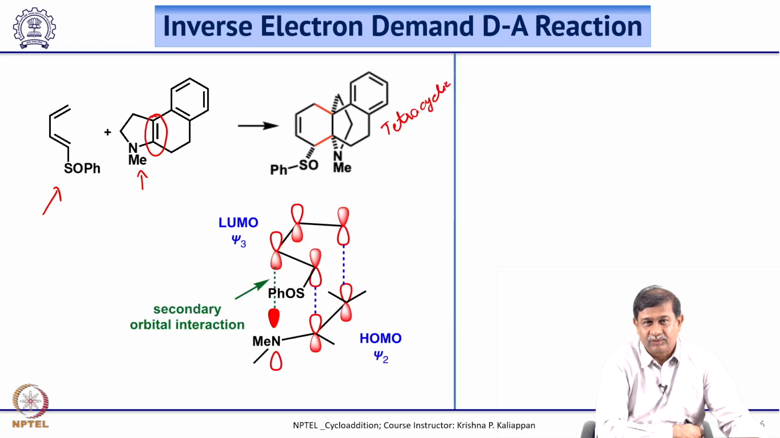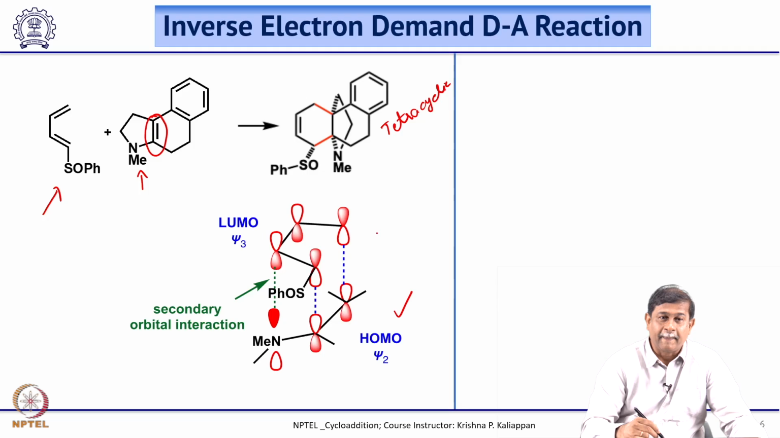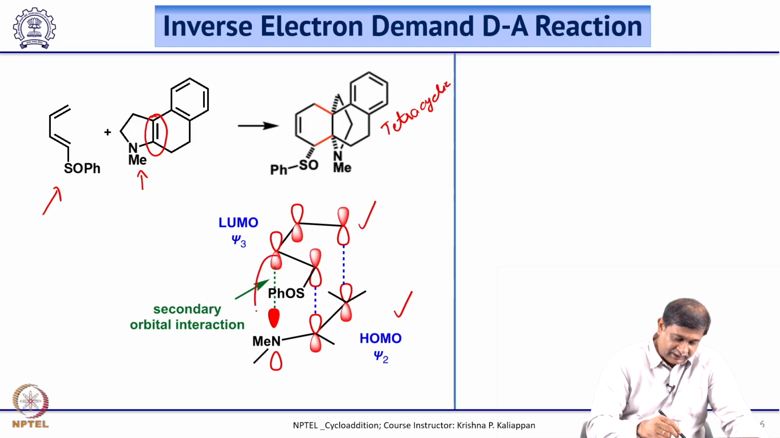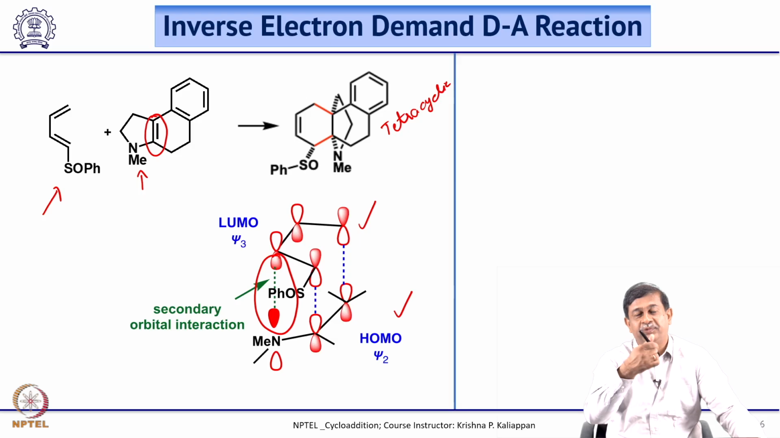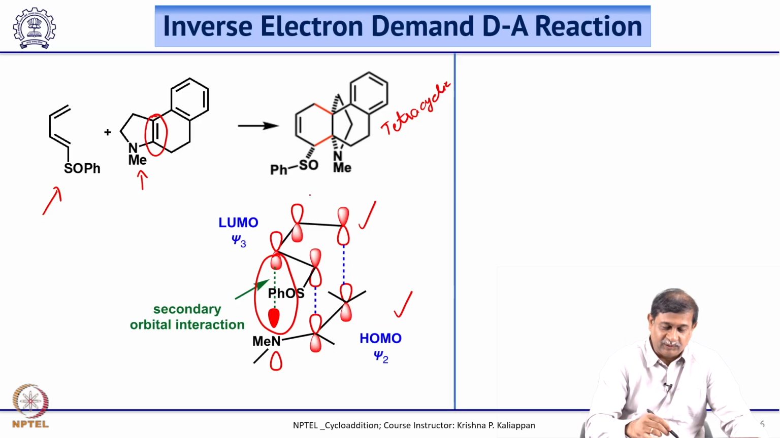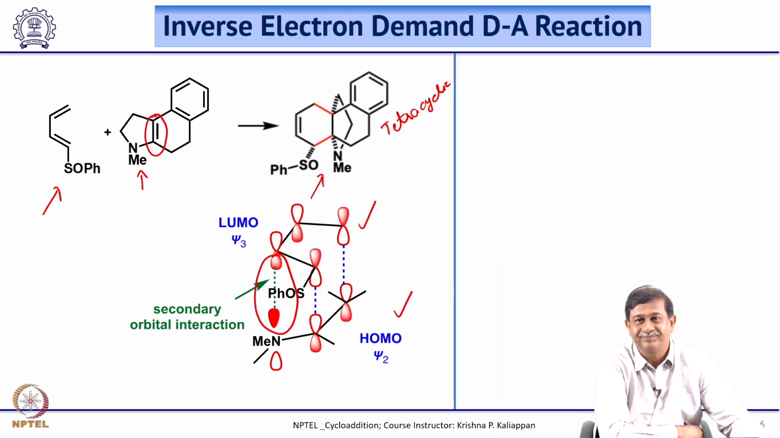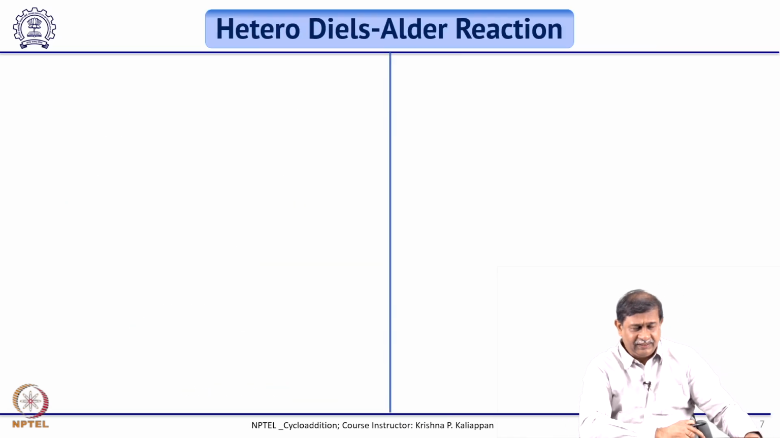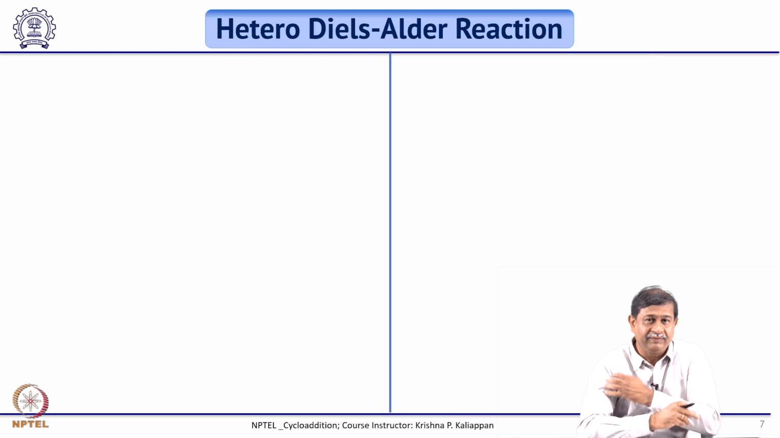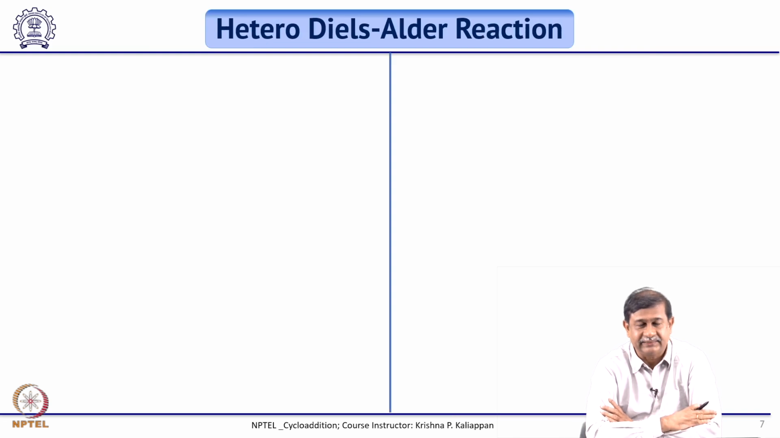and why it gives this endo stereochemistry is because if you look at the HOMO of the dienophile and LUMO of the diene, still you can see the secondary orbital interaction. So, the secondary orbital interaction is the one which is responsible for getting this particular endo isomer. Okay. So, now from inverse electron demand Diels-Alder reaction, we will move to hetero Diels-Alder reaction.